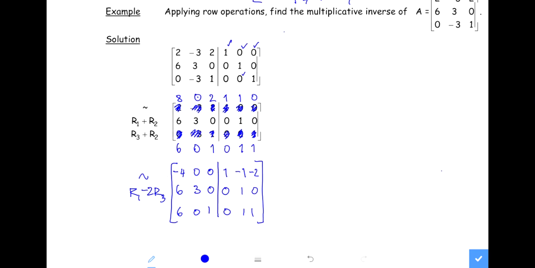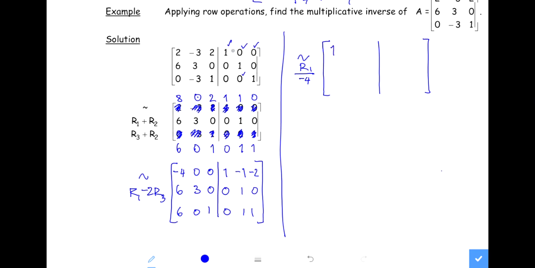Okay, so let's write it here. I'm going to do 1 divided by negative 4. So this one divided by negative 4, I have 1 now. Yay, I achieved that. 0, 0, divided by 4, nothing has changed.